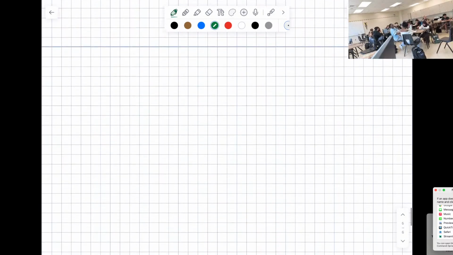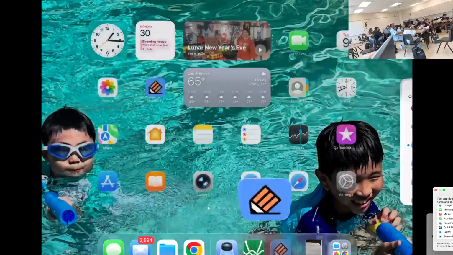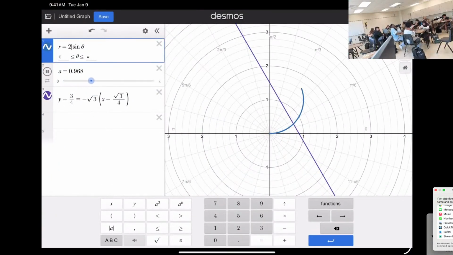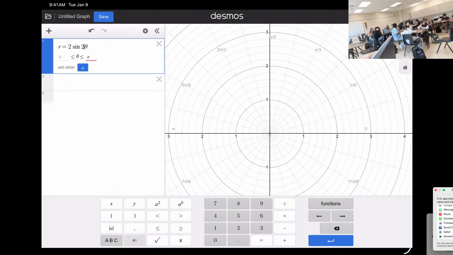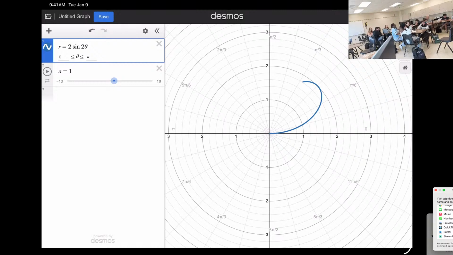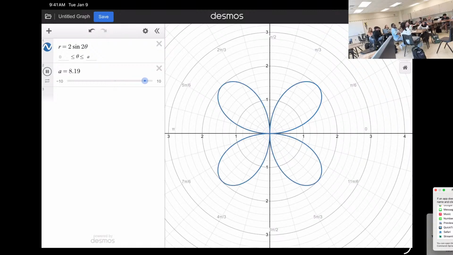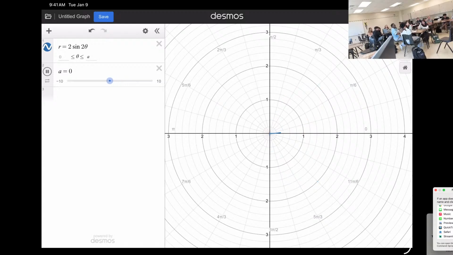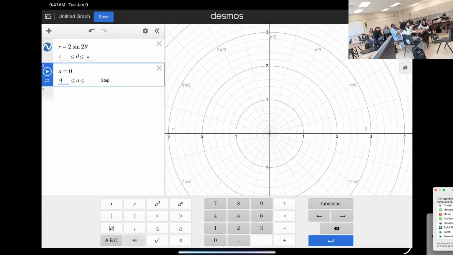All right, so here's the thing. I want to show you something else too. If there's a number in front of theta, if it's a 1, it's going to show 1 paddle. If it's 2, that's going to give you 2 paddles. If there's no number, it's just a circle. Oh my. Well, it's a 1. You know what this reminds me of? So, 0 to 2 pi.